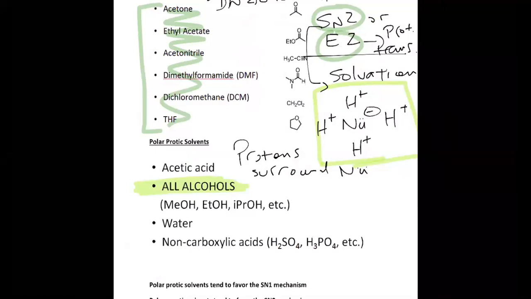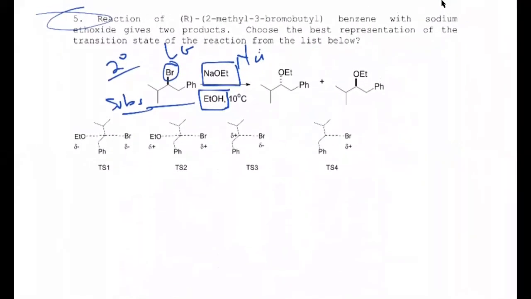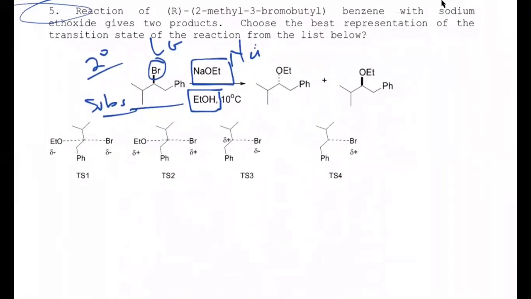All right. So let's go back. What do you think? What mechanism is happening? Because you can't answer the transition state part without answering the mechanism part. SN1. SN1, very good. So this is SN1. What else gives it away?